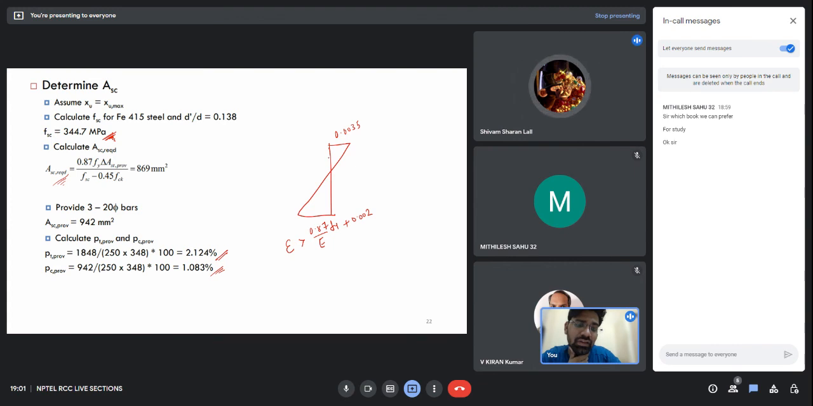You are saying why we can exit this value. I'm trying to say that if the compression strain at the top fiber is less than 0.0035 and the tensile strain in the steel is more than 0.002 plus that value, 0.87 fy over Es, okay, so the assumption is satisfied.